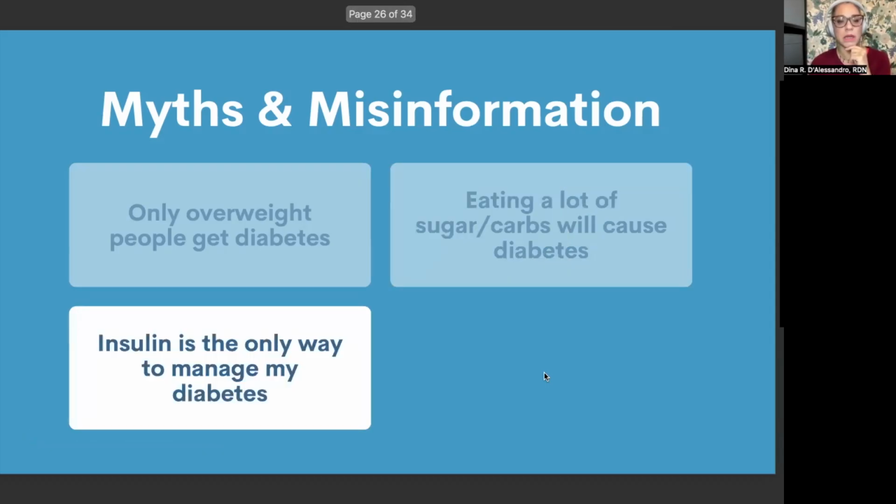So the next one on here, insulin is the only way to manage. We just got done saying it is not, depends on what your condition is. There are a variety of different medications and approaches that can be given out in order to help you manage your condition.